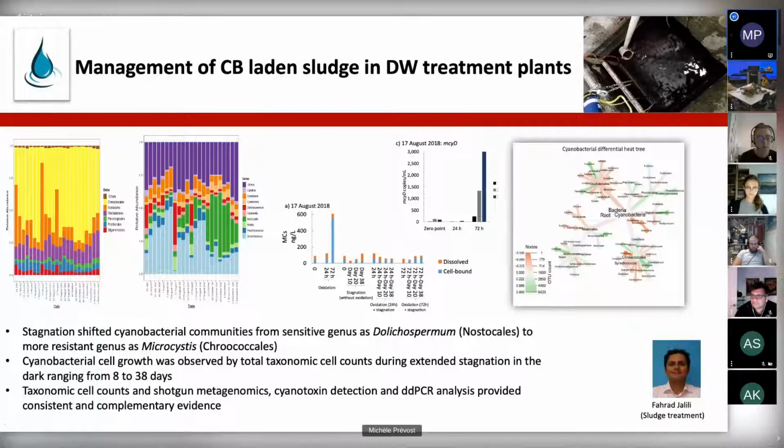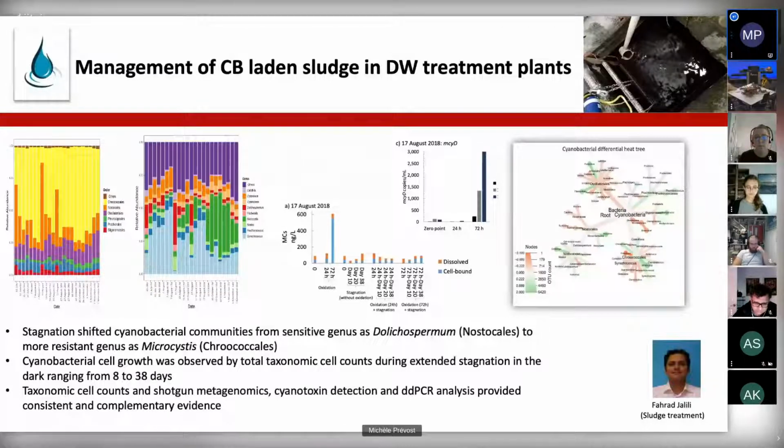But most importantly, what happens when you have these sludges stagnate or be kept in a sludge holding tank, especially for small utilities? That's what they do. They just pile up the sludge for a while and then try to do something with it. And how important would stagnation be? Would we have a degradation of the toxins with the biomass present? Would we have a survival? Would we even have growth, which had been suggested in some studies?